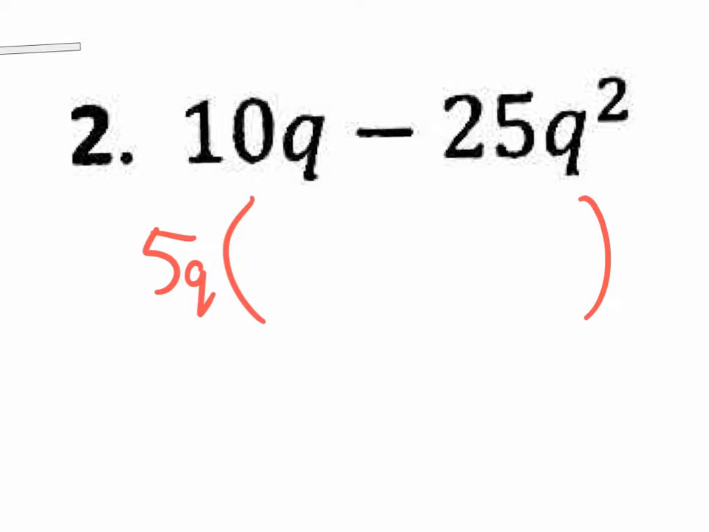In other words, check this out. Remember, it's reverse distributive property. In other words, 5q times what? 2. Will give me the 10q. So 5q times 2 will give me this first term, 10q. There you go. And then 5q times what will get you this negative 25q squared? That is a negative 5q. Okay. But do you guys understand here?